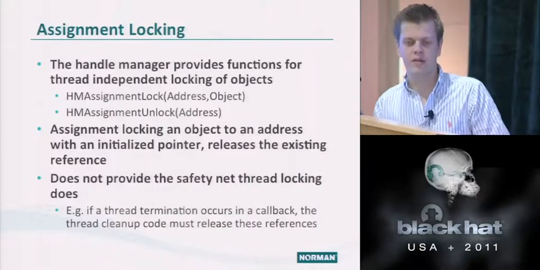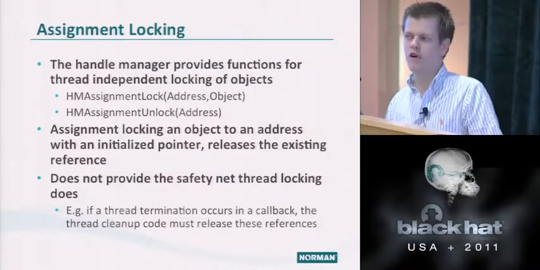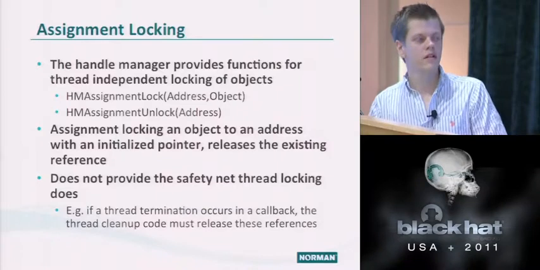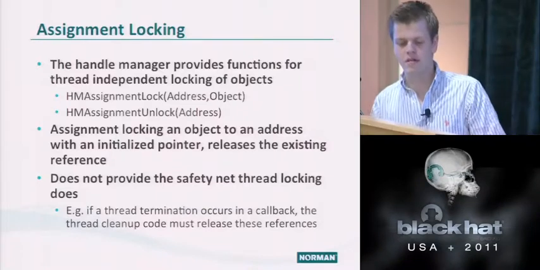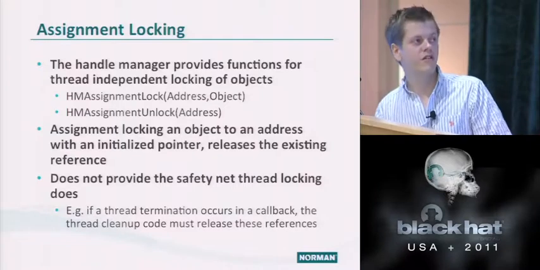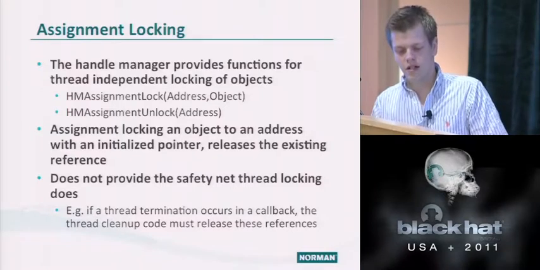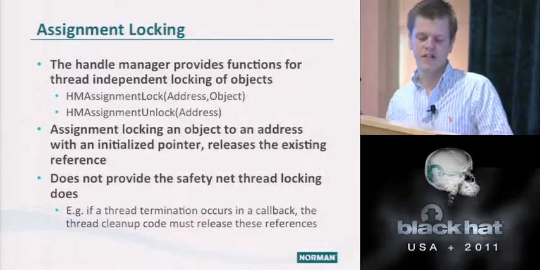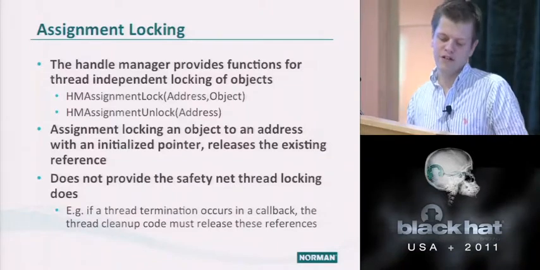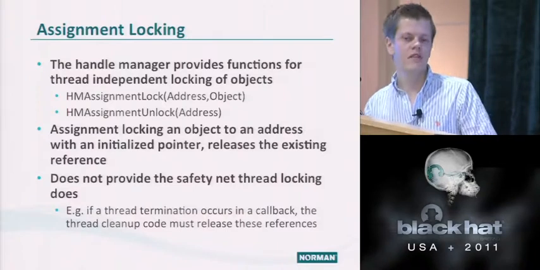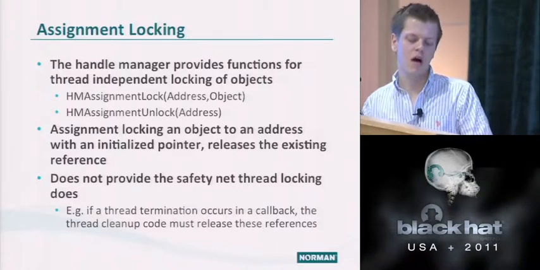You also have assignment locking, so not all locking is performed in the context of a thread. Sometimes you want to have it in the context of a process or global to the system. So these are the functions you use for that. If you initialize, you basically store a pointer to the object somewhere, and if that pointer is already initialized, they release the existing object reference.